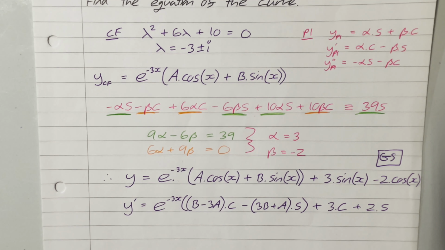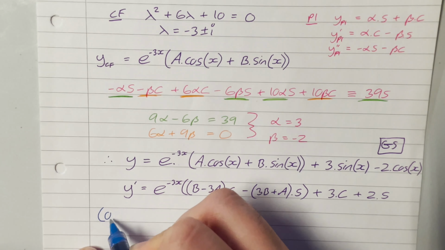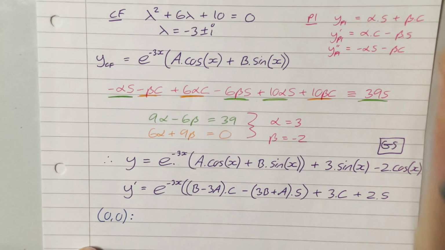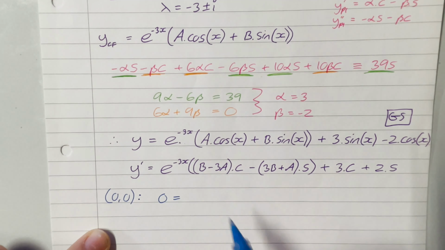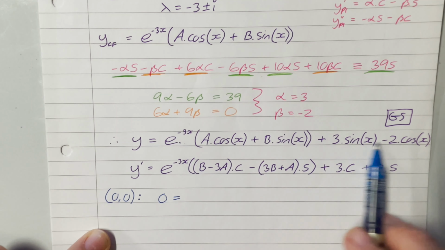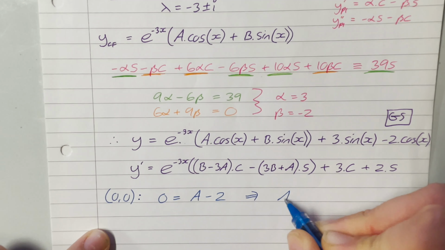Okay. Right, now to plug in my conditions. It passes through the origin, which means that when x is 0, y is also 0. And that's going to give me 0 is equal to a minus 2. So that tells me that a is 2.